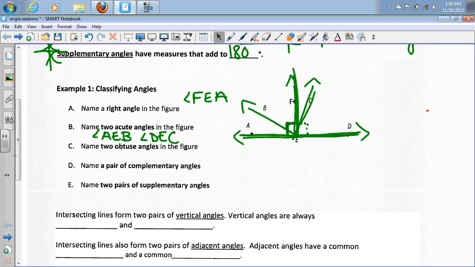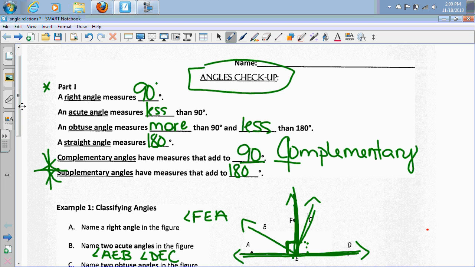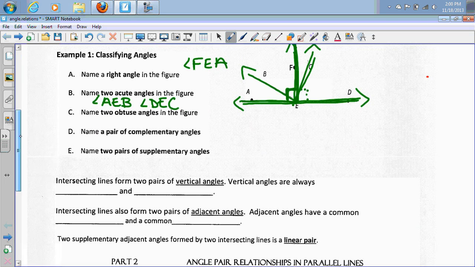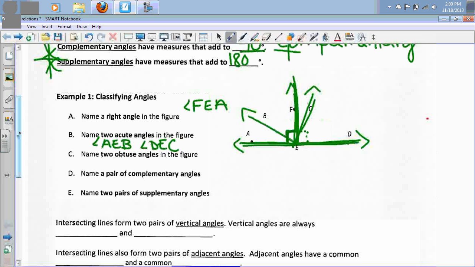Name two obtuse angles. Well, we said obtuse was more than 90 but less than 180. So it has to be an angle that is greater. So if this is 90, then this one has to be greater than that. So it looks like CEA might be an obtuse angle. And if we do the reverse of that, it would be angle DEB.